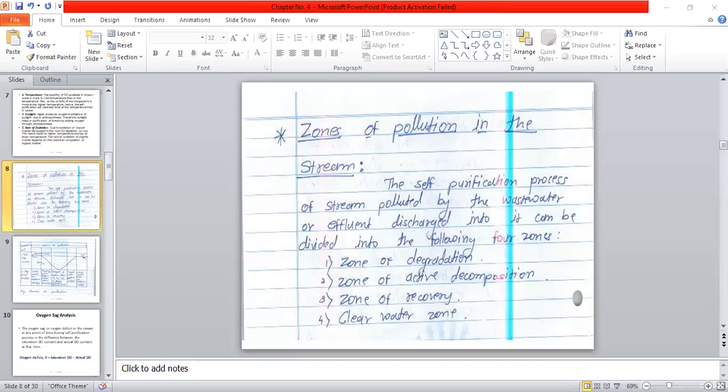Mineralization is active with the resulting formation of products like nitrates, sulfates, carbonates, etc.